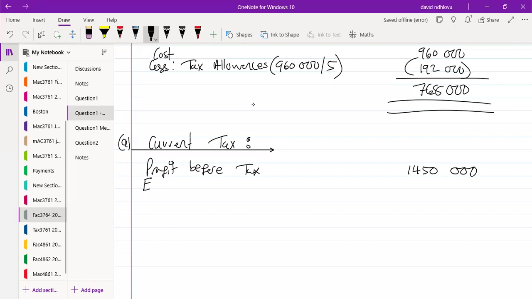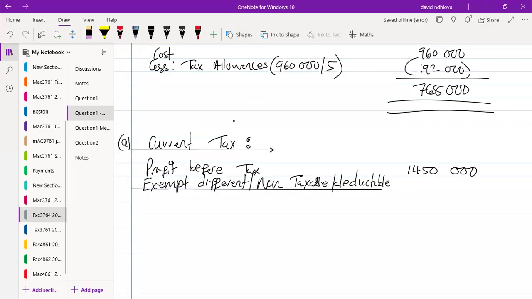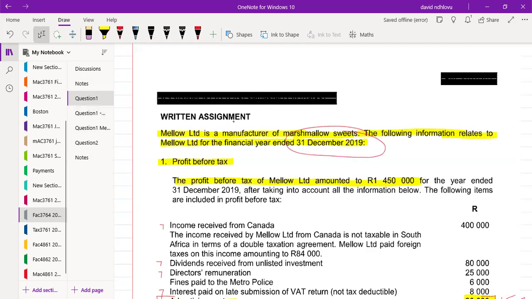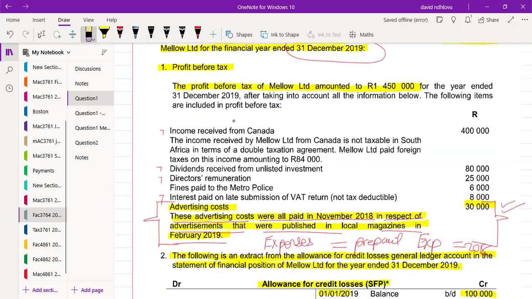Then we'll say exempt differences, right? Or sometimes they say non-taxable or deductible items. Right, so usually that description is for CTA, non-deductible and non-taxable. Right, so now we have to go to the question and identify the exempt differences. The exempt differences, we are going to line them up one by one.